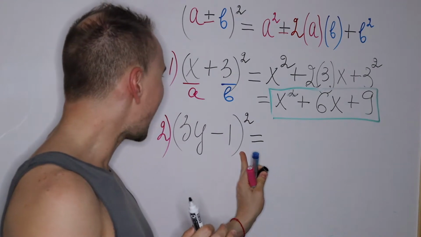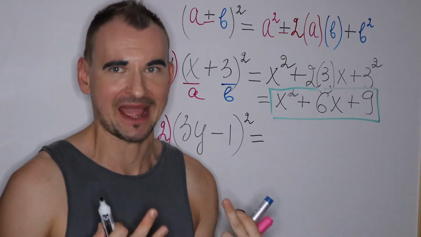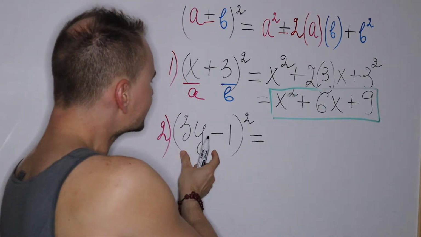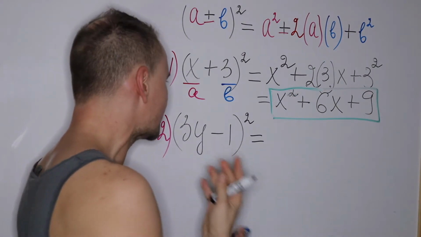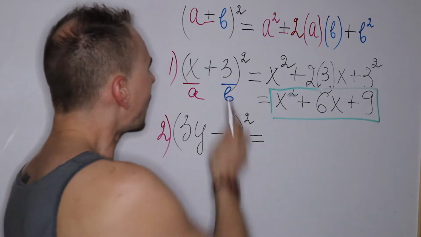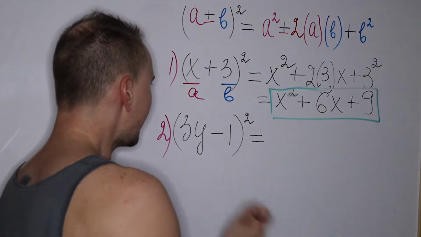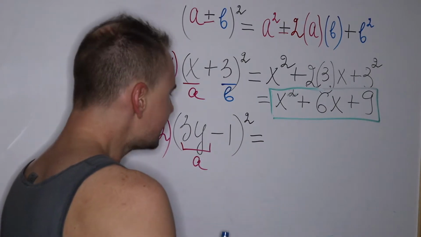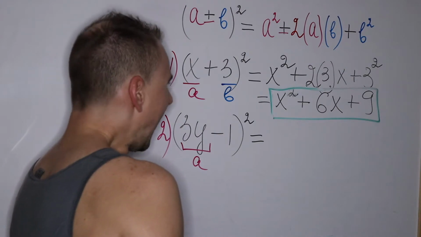Say you had 3y minus 1 raised to the second power and you need to expand it. Now, as I mentioned before, look at this. Your first term happens to be not just a letter, not just a variable. It's 3y. You have this coefficient. So your a, if you want to match and fit it into this formula, your a is going to be this entire 3y. And your b is going to be this 1.